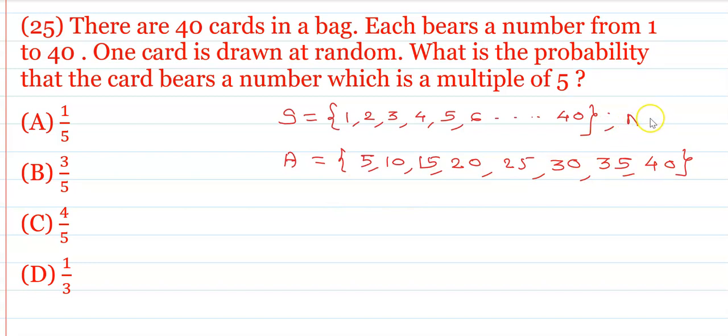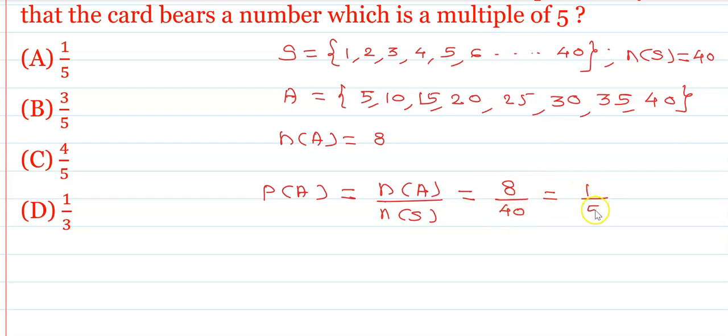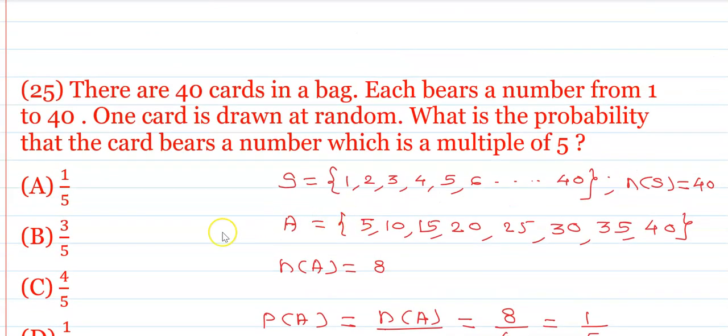What about here? N of S is equal to 40. Okay. And N of A, what will it be here? N of A is equal to 8. Therefore, to find the probability, P of A is equal to N of A upon N of S. N of A is 8, N of S is 40. Simplify, and you will get P of A is equal to 1 by 5. Therefore, the required probability is 1 by 5.